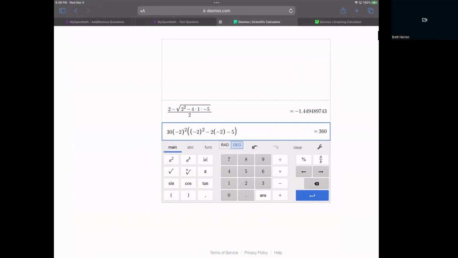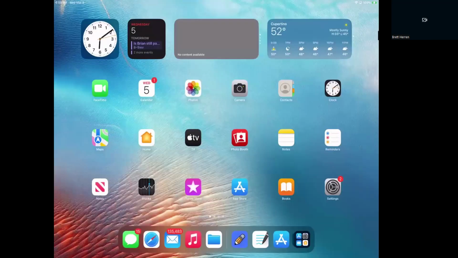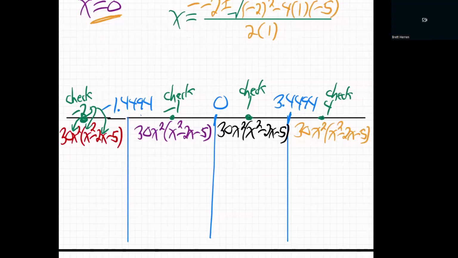What am I getting? 360. Positive 360. So this comes out right here. Positive 360. All I really care is that it's positive. So let's check the next one. The next one, I'm supposed to plug in negative 1 as my check. This one was negative 2, right?